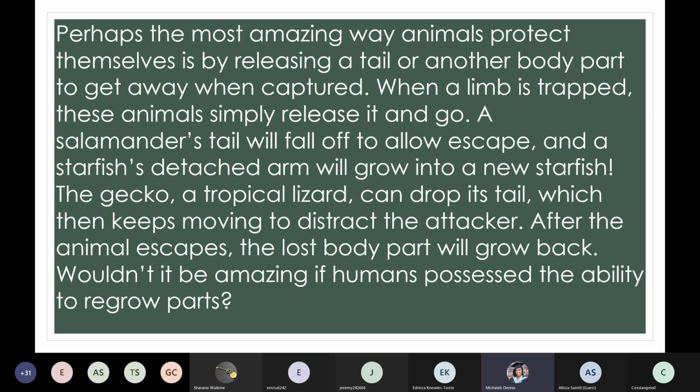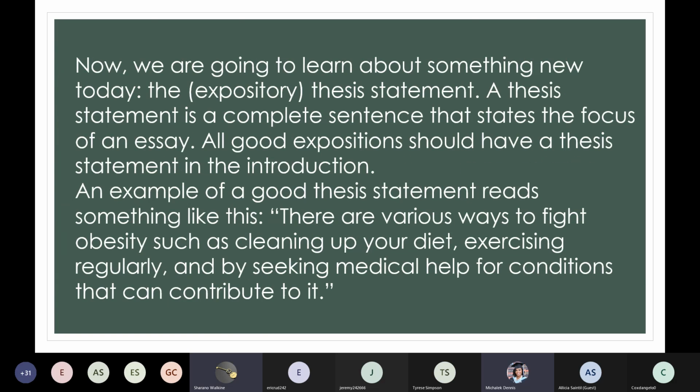Oh, I think this one was moved around. Okay. So I'm going to read the slide and then explain a bit more. Now we are going to learn about something new today: the expository essay, which has our thesis statement. A thesis statement is a complete sentence that states the focus of an essay. All good expositions should have a thesis statement in the introduction.